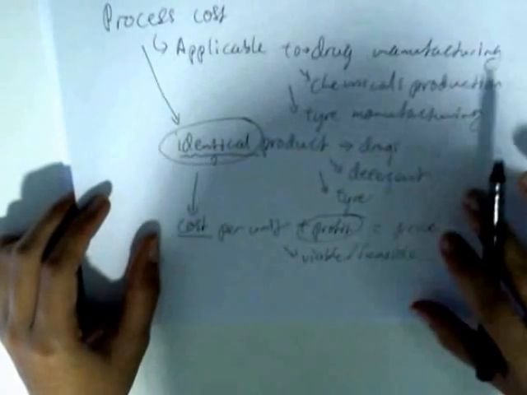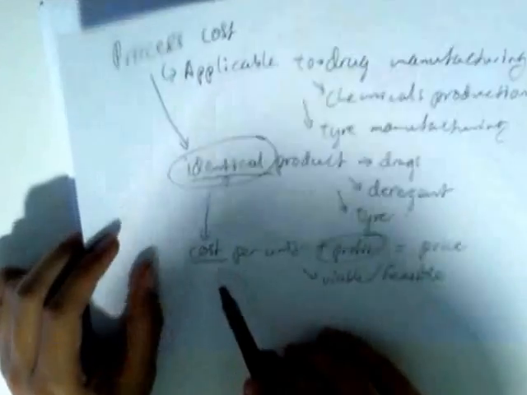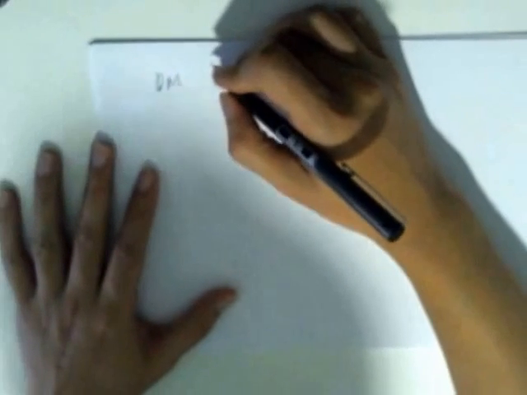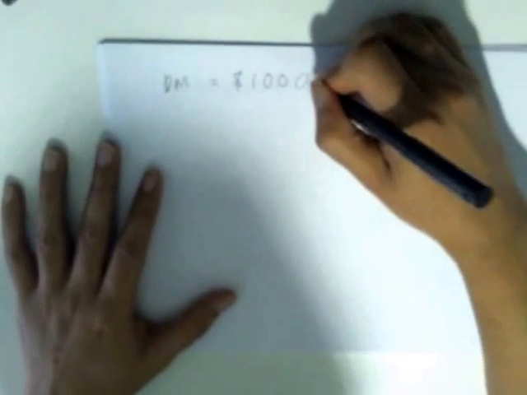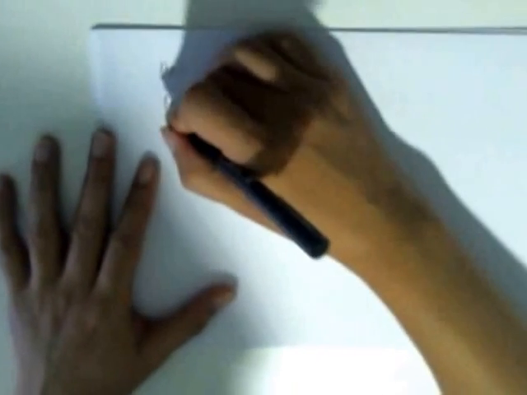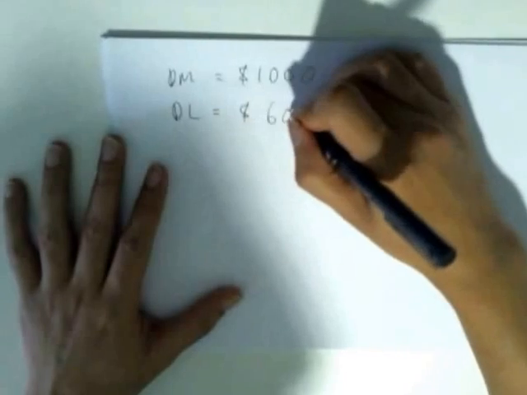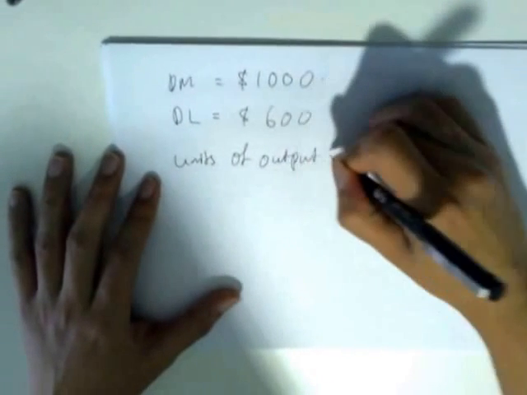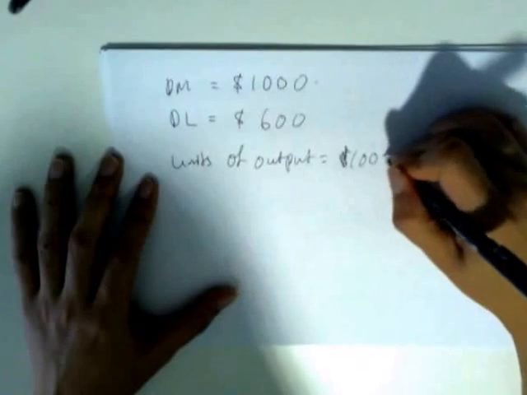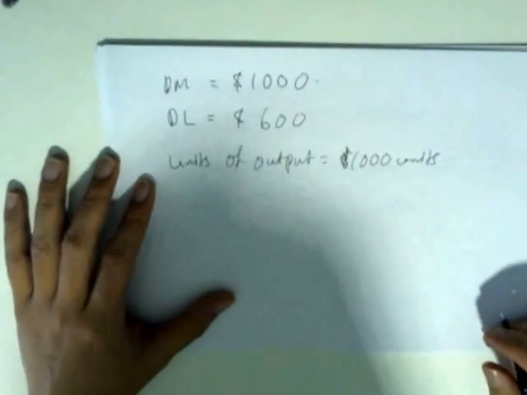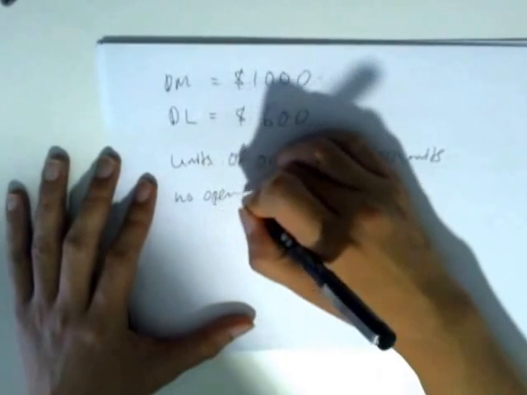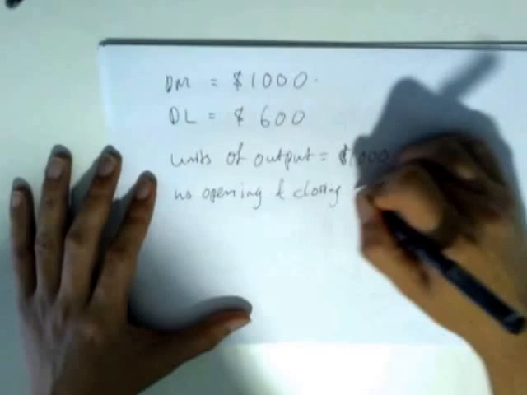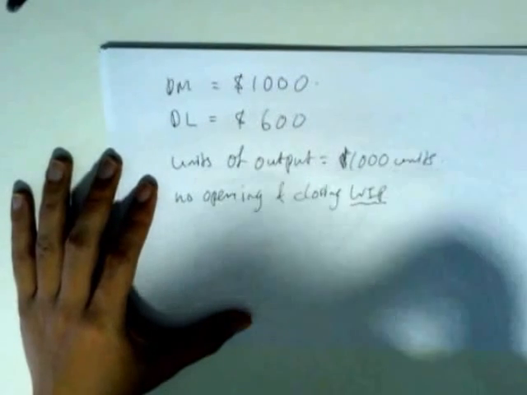Now let's go on to how this helps us to determine the cost. A simple example. Take for instance, you knew that your direct material for the period, or for the month, would be, say, $1,000, and you knew that your direct labor cost would be another 600. And you knew exactly that the units of output is 1,000 units. Now assuming there is no opening and closing work in progress, meaning to say partially completed goods.